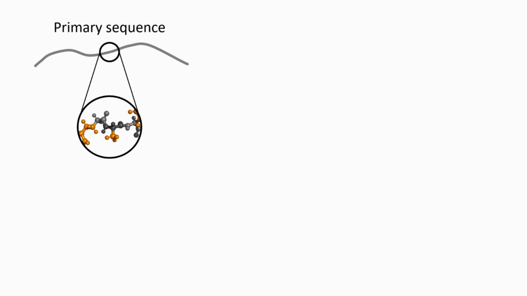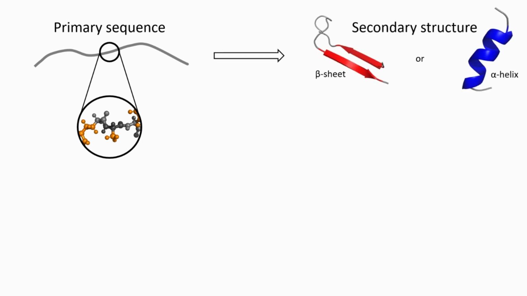Then these chains, in the environment of the cell, can adopt different shapes in the 3D space, creating some structural elements. Some of these are really common and recurring in proteins, and it's what we refer to as secondary structure elements. Two of the most important and most common ones are shown here. We call them beta sheet or alpha helix, depending basically on the shape they adopt in the 3D space.